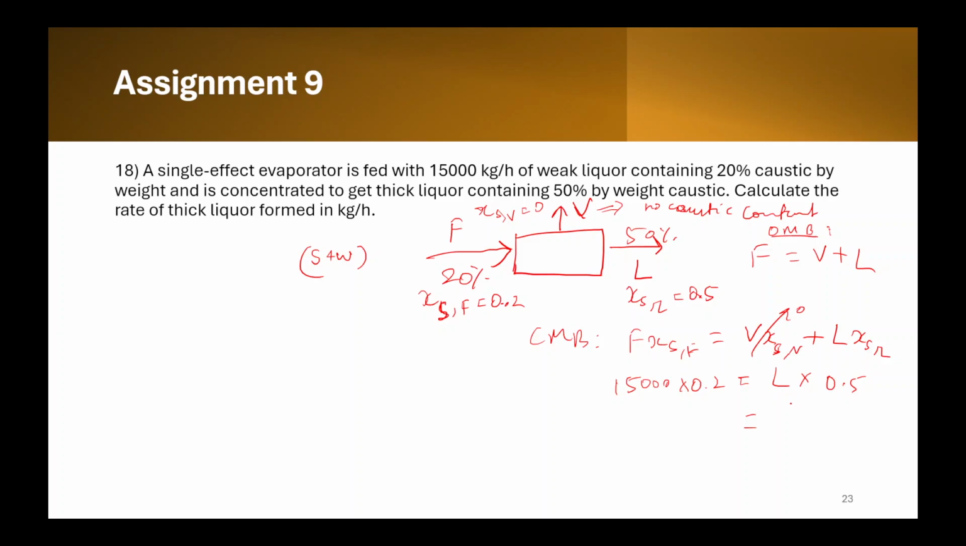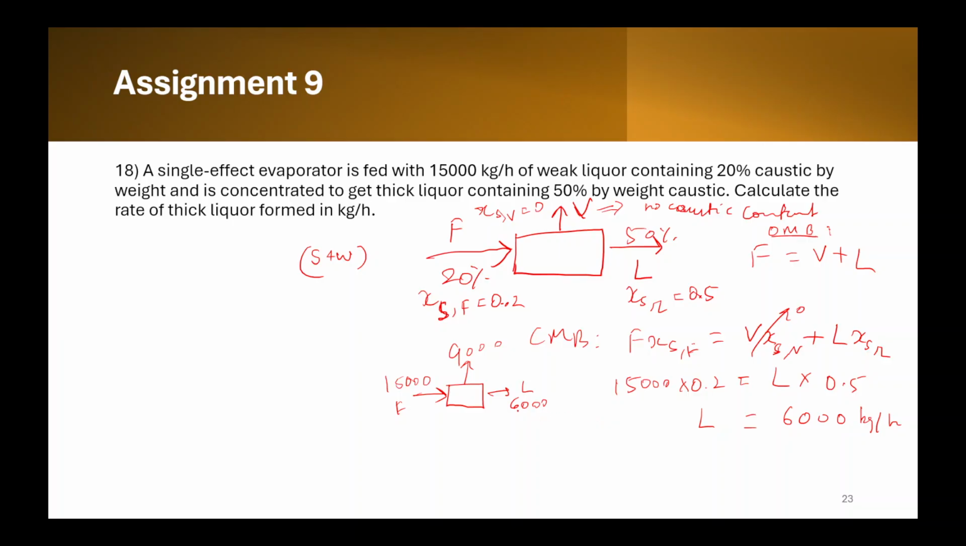So we can compute the value from here, 15,000 into 0.2 by 0.5. So we get L as 6,000 kg per hour. So you can see that 15,000 kg per hour went in, 6,000 kg per hour of concentrated liquor came out, and whatever evaporated was 15,000 minus 6,000, which is 9,000.